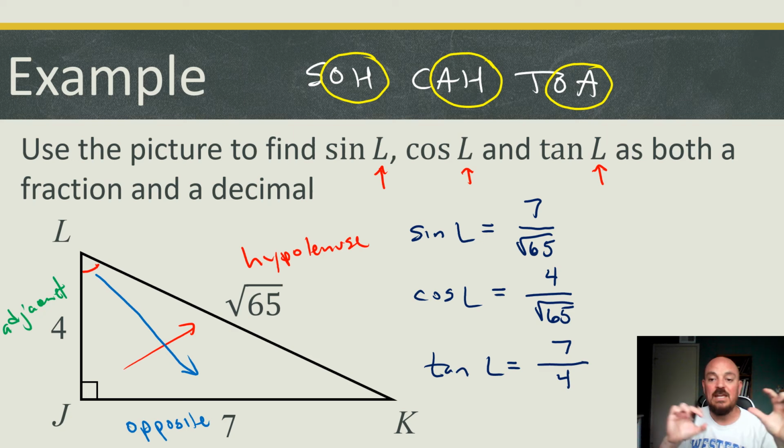You're just picking the right two sides out of your triangle. You're putting them in the right order. Remember, it's always the first one over the second one. So when it says SOH, it has to be opposite over hypotenuse. If you do hypotenuse over opposite, that's not right. So in order of your three letters, SOH means sine equals opposite over hypotenuse. And then the same thing for CAH and TOA.